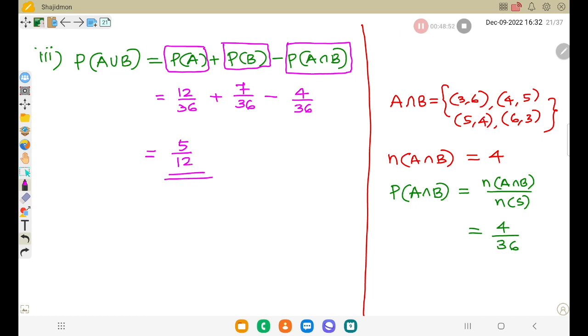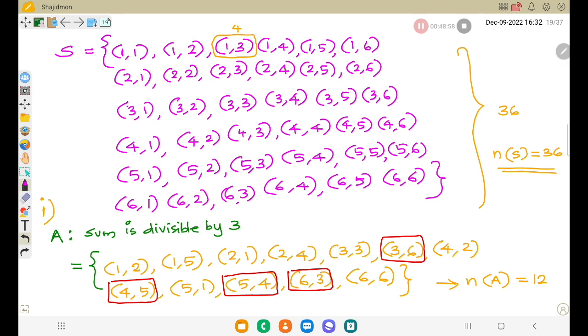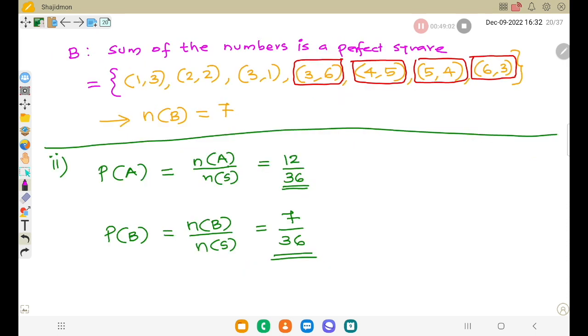You will get the answer 5 divided by 12. Hope you understood this question. Okay, how we are getting the probability of A union B. So here we defined S first, then defined the A event and B event.